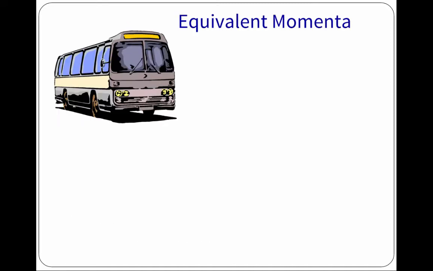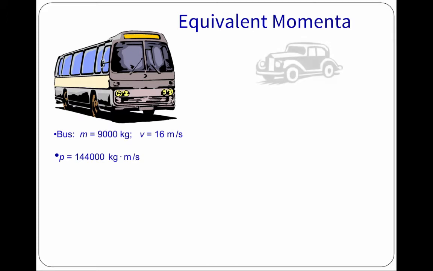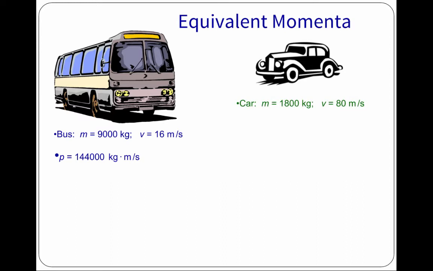So it is possible for things to have equivalent momenta. This bus has a mass of 9,000, a velocity of 16, and has a momentum of 144,000 kilogram meters per second. Whereas this car is smaller than the bus, it has a mass of 1,800 kilograms, a velocity though of 80 meters per second, and has the exact same momentum. That means it's going to be just as hard to stop as the bus.